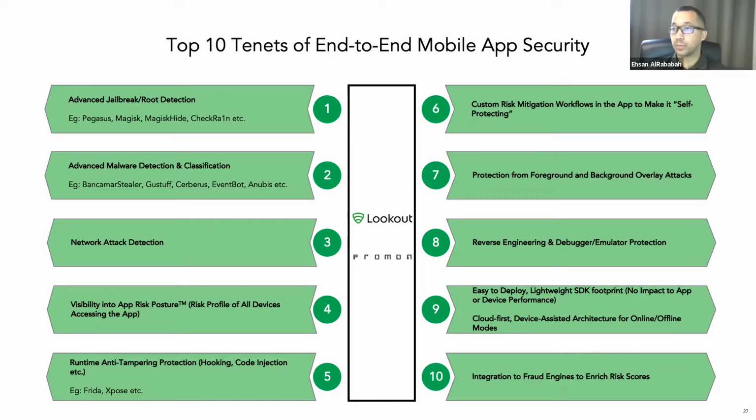What you will get from the Lookout in-app suite, which has Lookout plus Prominent technologies together, is, first of all, the most comprehensive protection against the different variants of root and jailbreak, including the basic ones, as well as the much more advanced ones with some sort of hiding technology, cloaking, as well as some of the non-public jailbreak and root techniques. You will get advanced malware detection and classification.